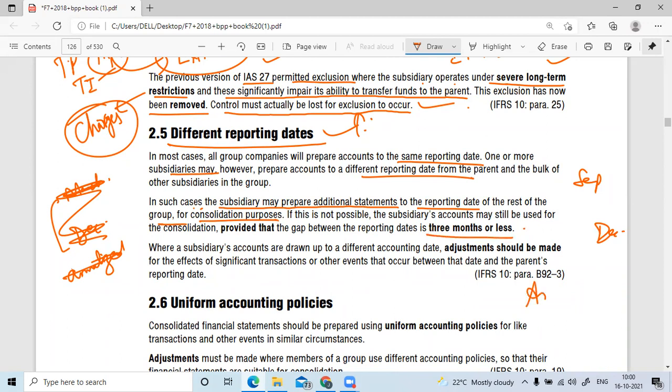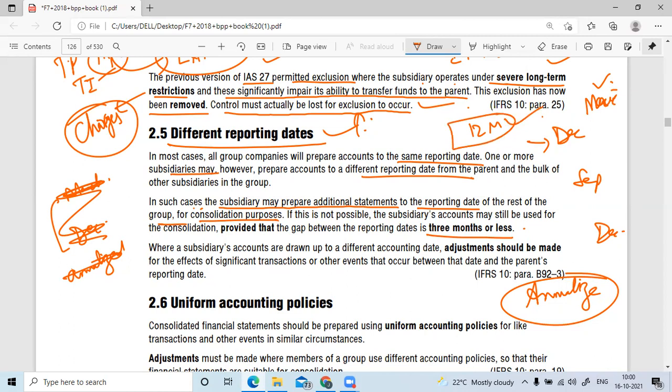That means you need to annualize. What do you need to do? Annualize. That means if December has passed and some company is preparing the accounts for March, so now if the parent prepares for December and the subsidiary prepares for March, they need to convert it for 12 months. Whether it is short of or more than 12 months, whatever the case may be, they should make it for 12 months so that the consolidation can happen.